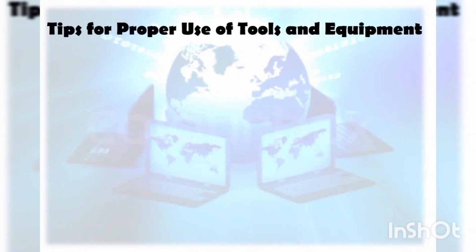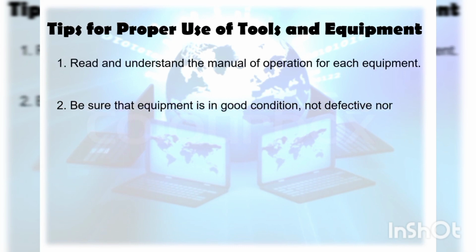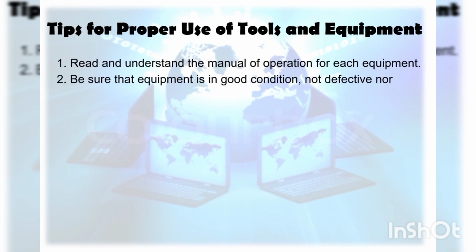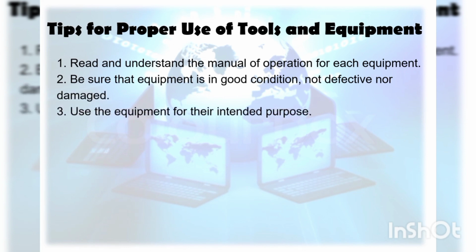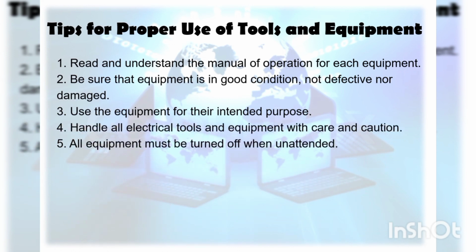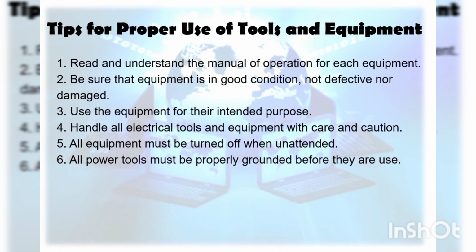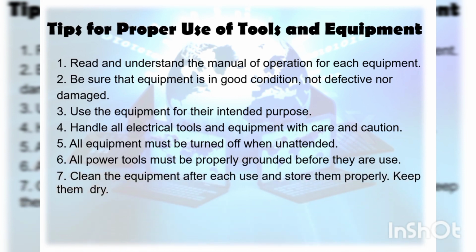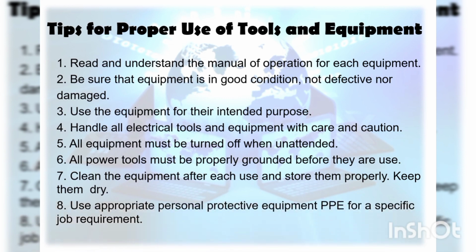Now class, here are some of the general tips for proper use of tools and equipment. Number 1, read and understand the manual of operation for each equipment. Number 2, be sure that equipment is in good condition, not defective nor damaged. Third is use the equipment for its intended purpose. Fourth is handle all electrical tools and equipment with care and caution. Number 5, all equipment must be turned off when unattended. Number 6, all power tools must be properly grounded before they are used.